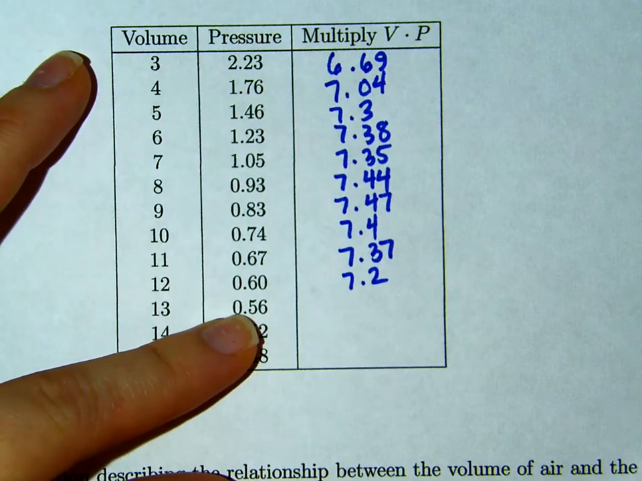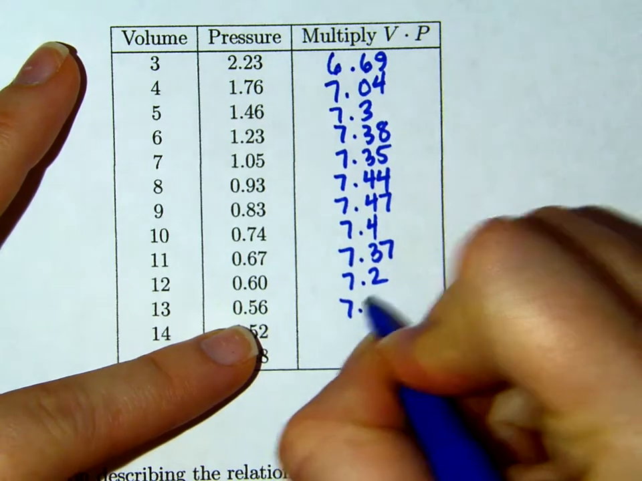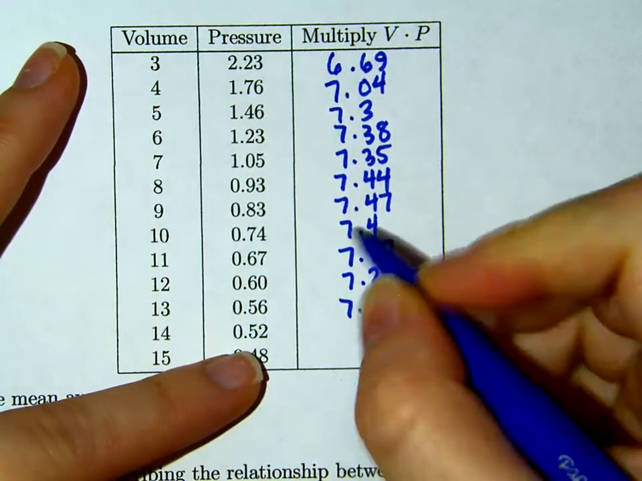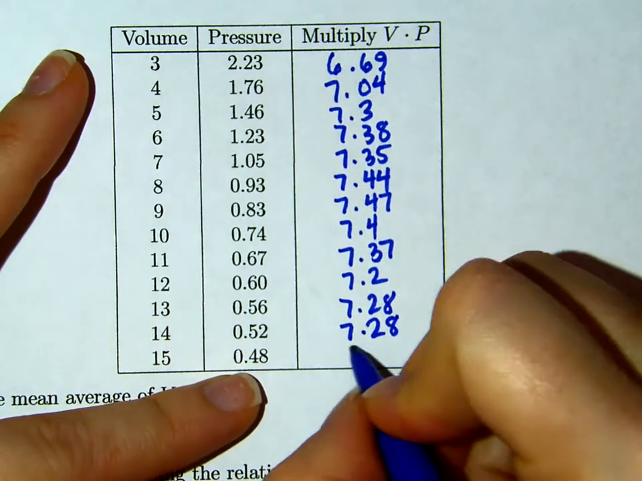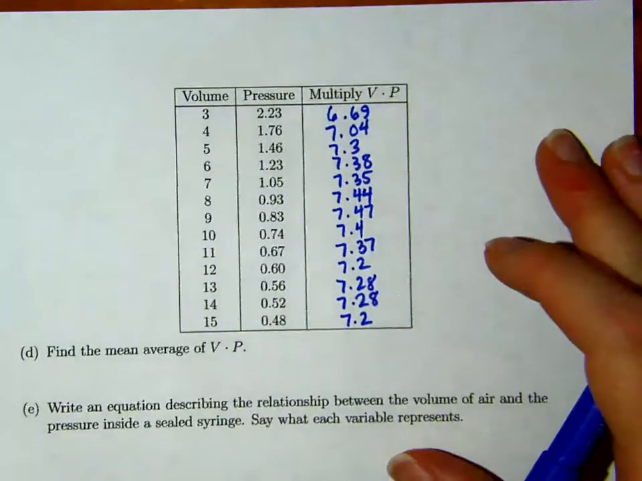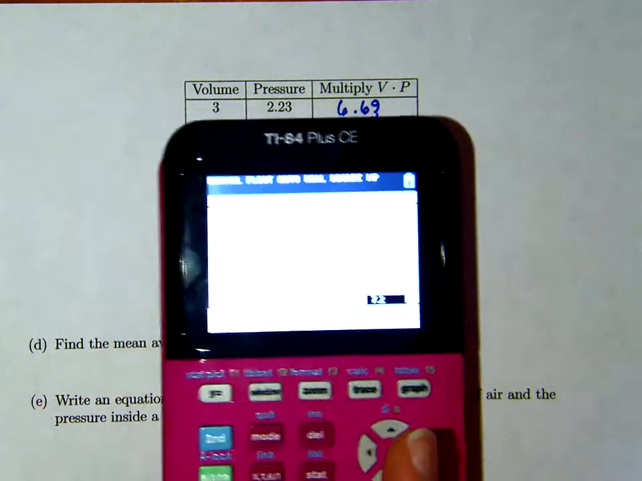Okay, let's see. 13 times 0.56, that is 7.28. Okay, 14 times 5.2 is also 7.28, and this is 7.2. Okay, so we have all of these multiplied, and then it says find the mean average. Well, this is a great time to review this.